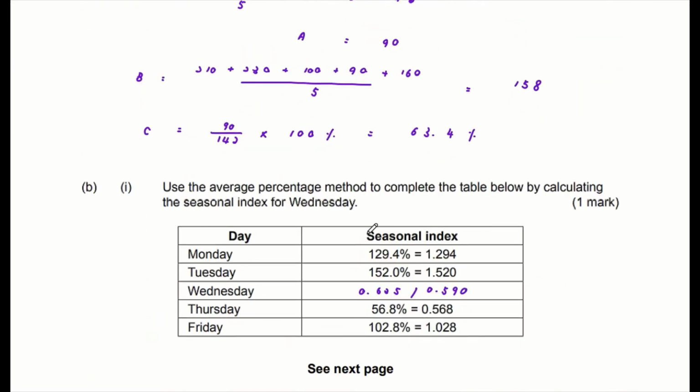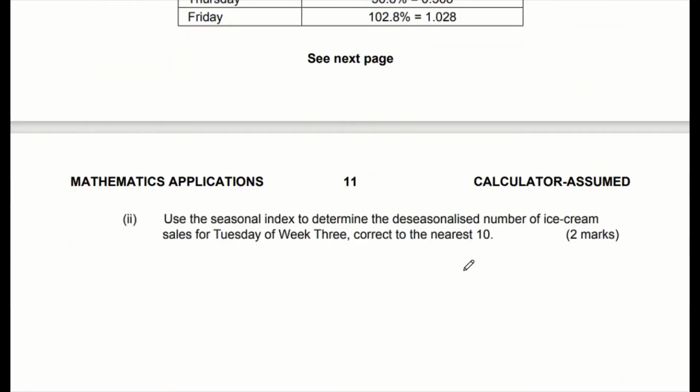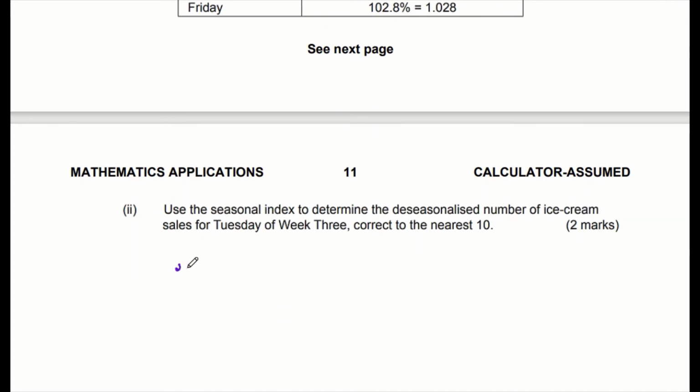So the seasonal index for Tuesday is 1.52. Which means in this case, the deseasonalized value will be equal to 220 divided by 1.52. Okay, then from there you can get 220 divided by 1.52 and you can get 144.74. Okay, then the question one is to correct to the nearest 10. Then after that you need to do 140. Okay, so that's the nearest 10. Because this is not 5, right? So yeah, that's why you can't round it to 150. The nearest one should be 140.